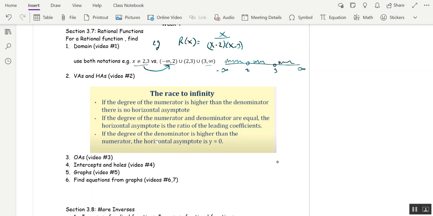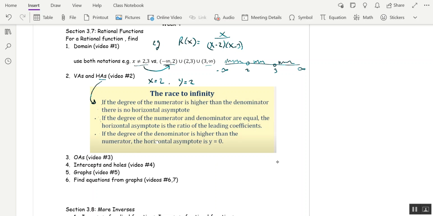Okay, vertical and horizontal asymptotes. Vertical asymptotes are going to have equation x equals something like 2. That's a vertical asymptote because that's a vertical line. Horizontal asymptotes will have equation y equals 2. That's a horizontal line. For horizontal asymptotes, you do have to memorize these cases. And I won't read them, but they talk about the degree of the numerator and the degree of the denominator and the relationship and what happens in each case to the horizontal asymptote. So definitely pay attention to that.